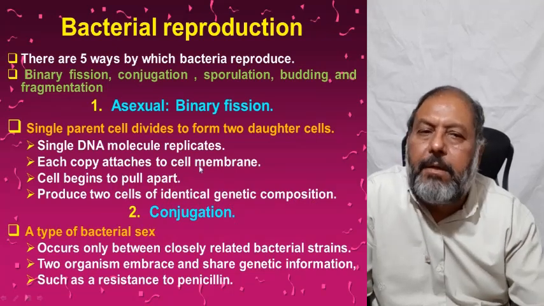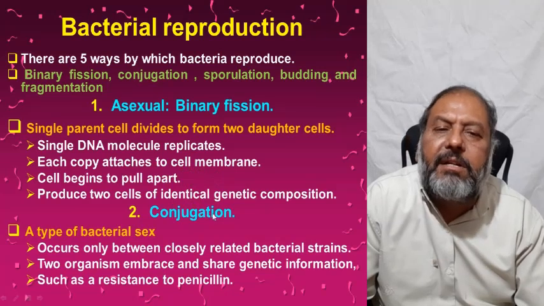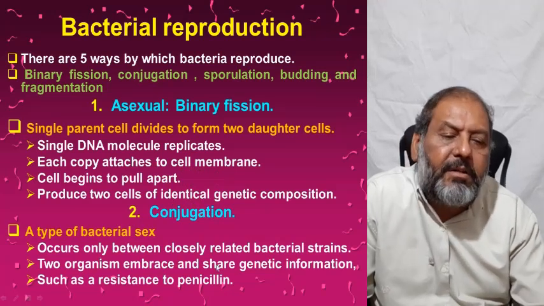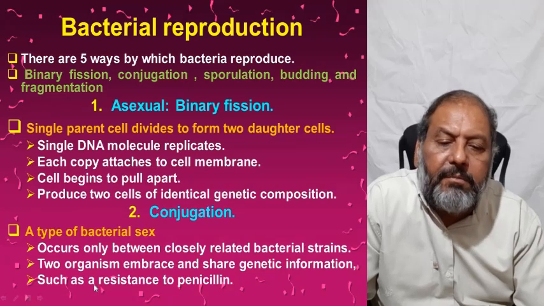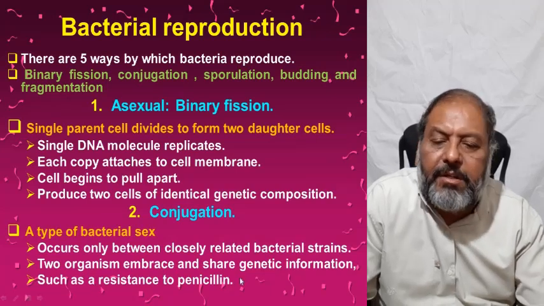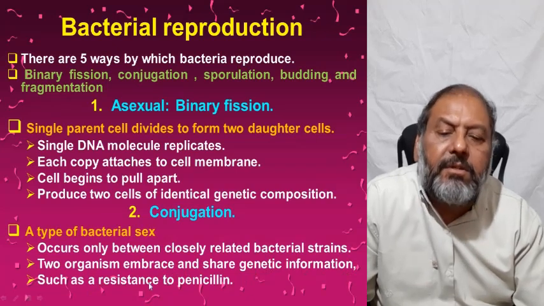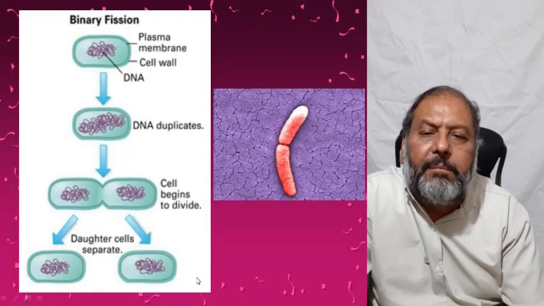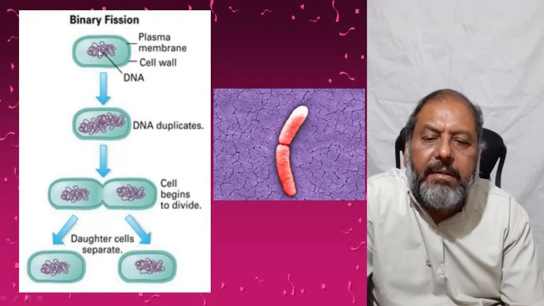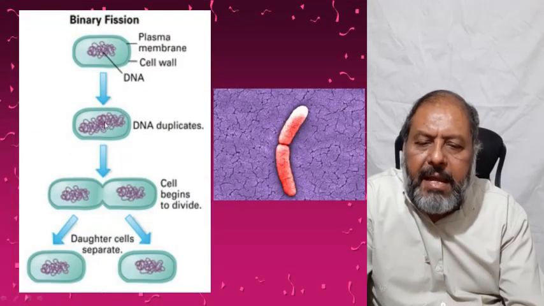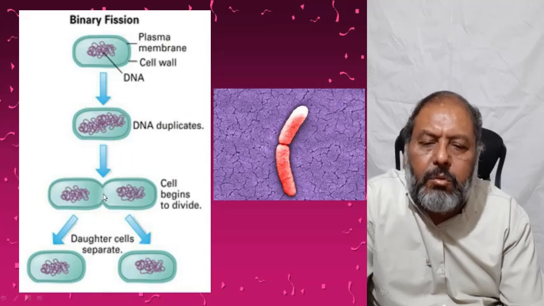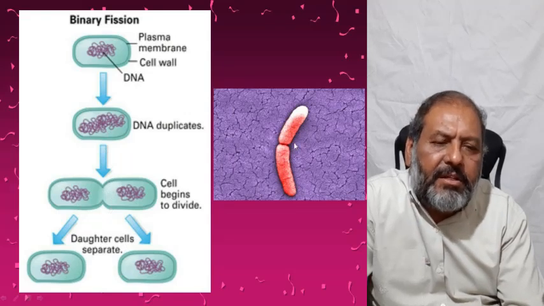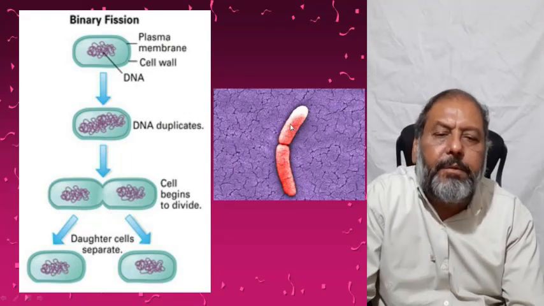That genetic composition is transmitted to each daughter cell. Then conjugation, it's a type of bacterial sex, occurs only between closely related bacterial strains. 2 organisms embrace and share genetic information such as resistance to penicillin. Here one can see the binary fission: the cell divides and enlarges and then it becomes 2, having the genetic material transferred to that. So here you can see the example of binary fission.